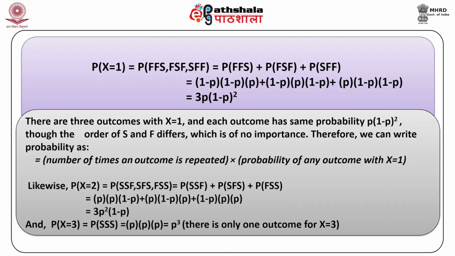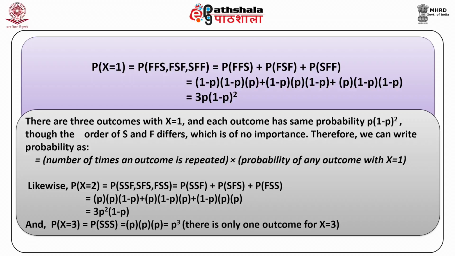Now, this is equal to probability of FFS plus probability of FSF plus probability of SFF. Now, this is equal to (1 minus P) times (1 minus P) times P, plus (1 minus P) times P times (1 minus P), plus P times (1 minus P) times (1 minus P), or this is equal to 3 times P times (1 minus P) squared.